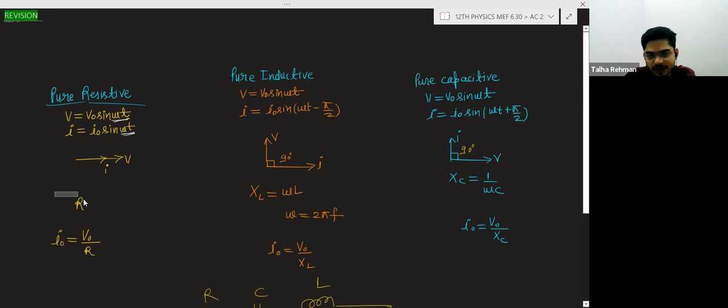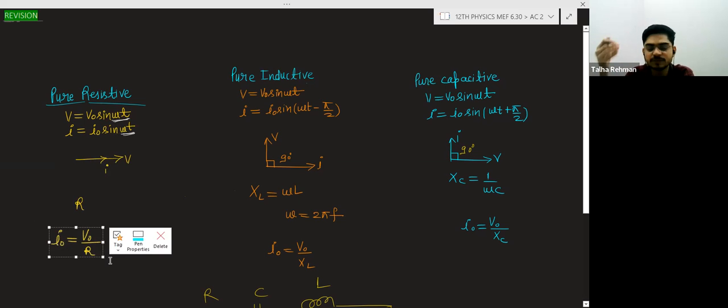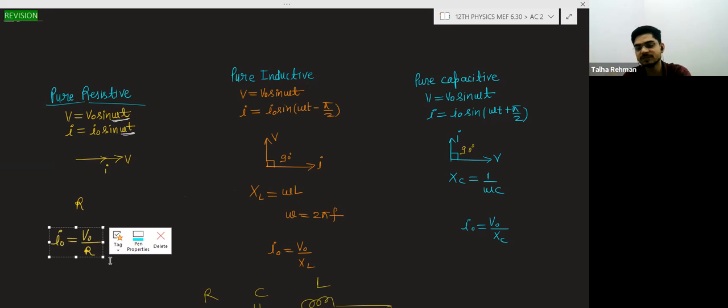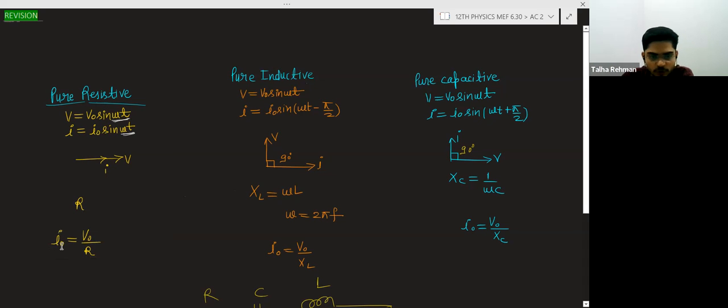So there is only resistance in the circuit. If you want to find the peak value of the current in the purely resistive circuit, what is the value of the current? Current is equal to voltage divided by the resistance. So the peak value of the current is equal to the peak value of the voltage divided by the resistance.